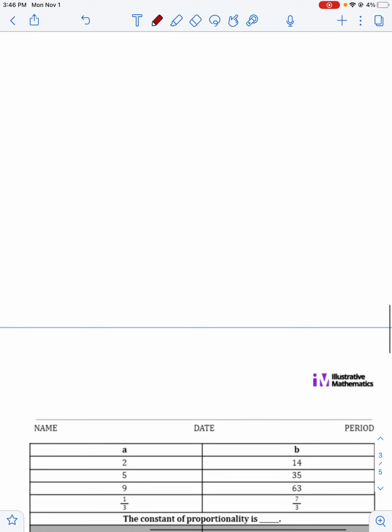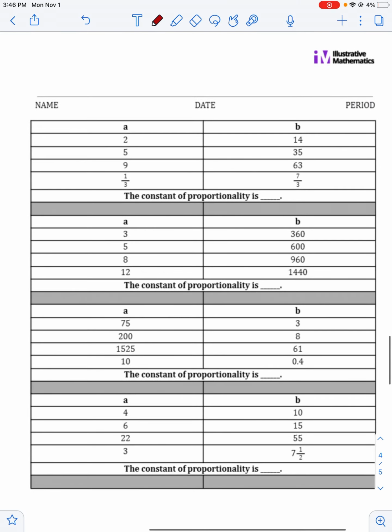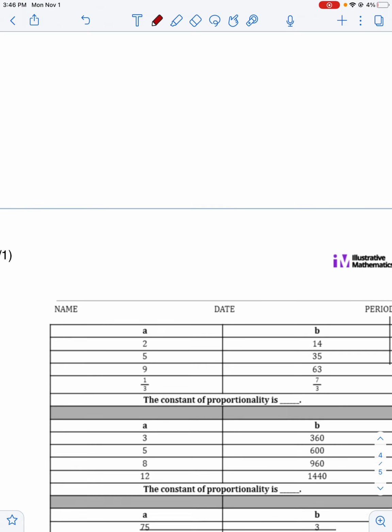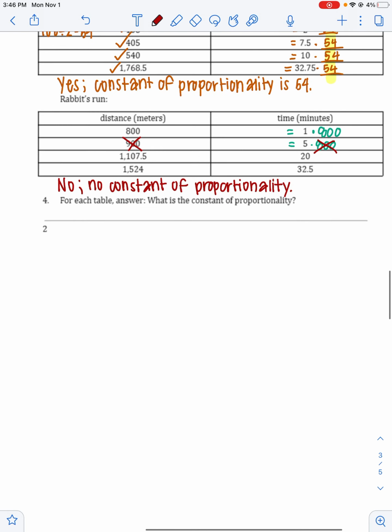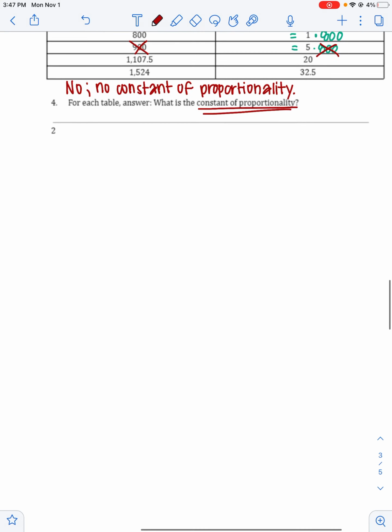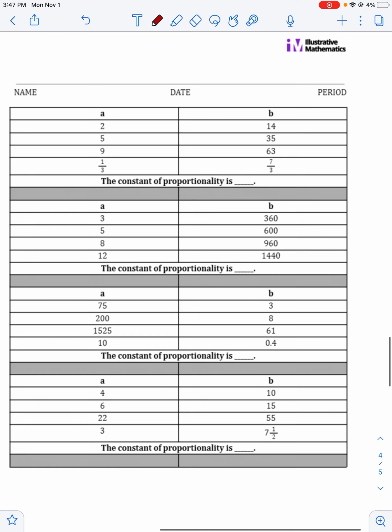All right, in question 4, which is going to be slide 4 if you're working online, it just asks you to identify the constant of proportionality. We know that these relationships are proportional. They're all definitely proportional relationships because it's asking us to find the constant of proportionality. So 2 times something equals 14, 5 times something equals 35, find that missing number. And you want to do the same thing for this table, for this table, for this table, and you're filling in the constant of proportionality in these blanks.